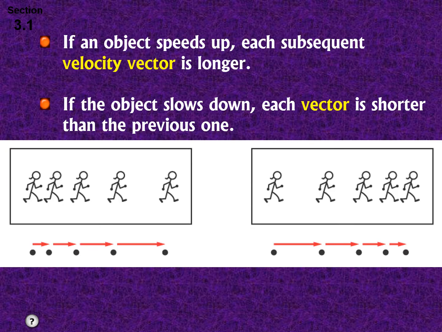So when an object is speeding up, when acceleration is positive, you get longer and longer arrows as you move to the right. The arrows are getting longer and longer, every subsequent arrow. If the acceleration is negative, then what you see is the arrows are shrinking in size. They're getting shorter and shorter with each subsequent interval.